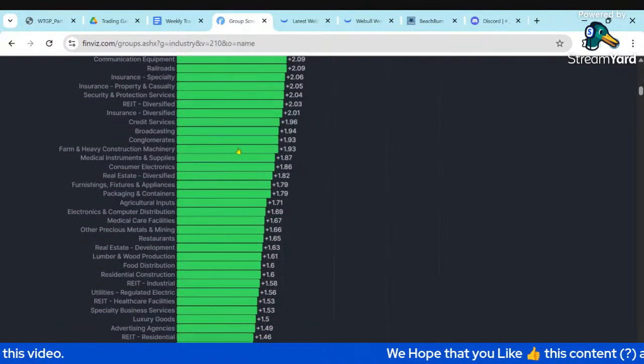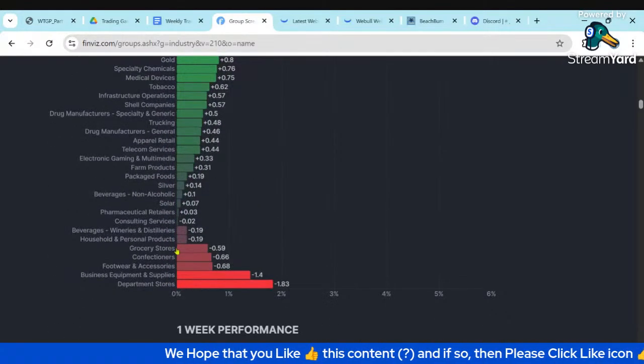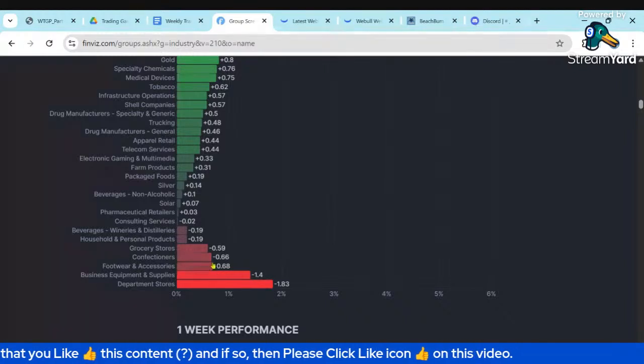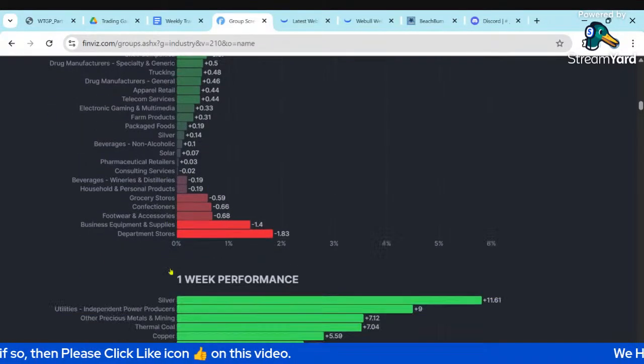So again, mostly green for Friday. We'll look at who the laggards were. So grocery stores, department stores, so a lot of weakness in retail. Again, concerns about recession, tariffs, etc.